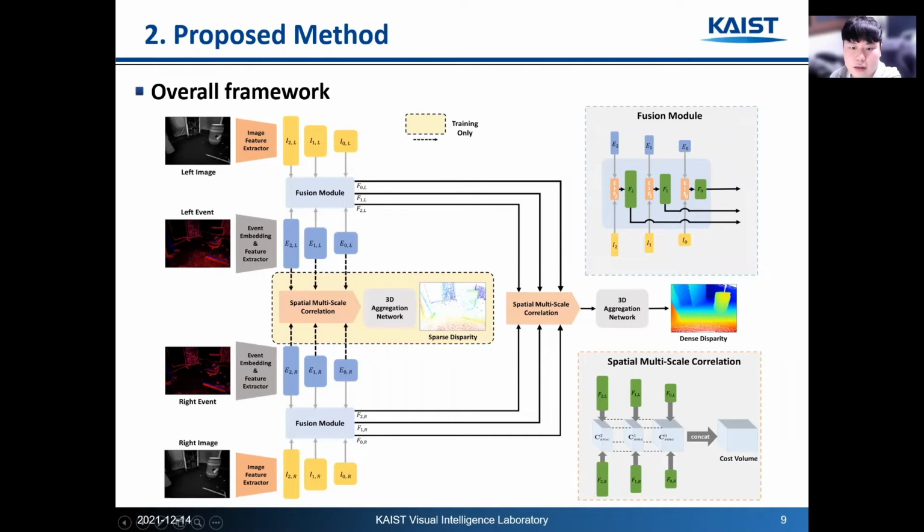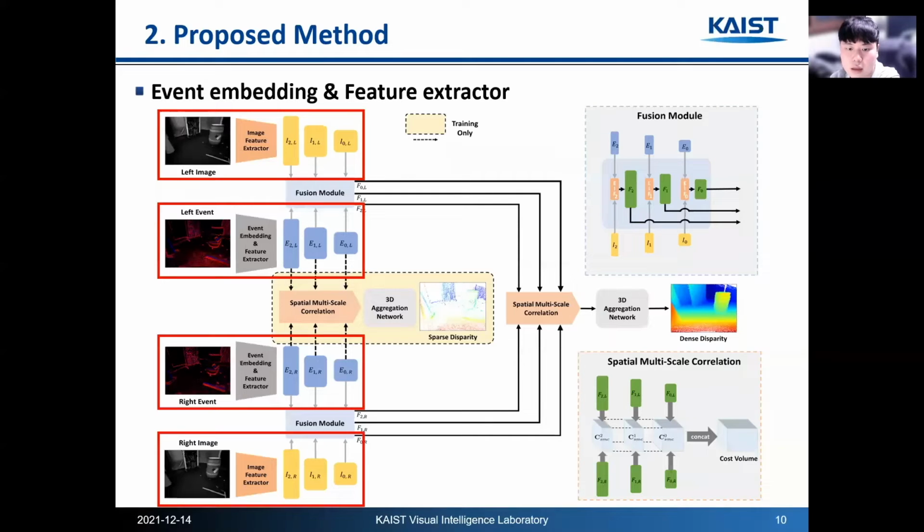Okay, I will explain the proposed method. Our proposed overall framework consists of a total of 6 sub-networks. The 6 sub-networks are the event embedding network, feature extractor, fusion model, multi-scale correlation, 3D aggregation, and sparse disparity branch. The models will be explained in order, starting from the model closest to the input. First of all, I will explain the feature extractor and event embedding network.